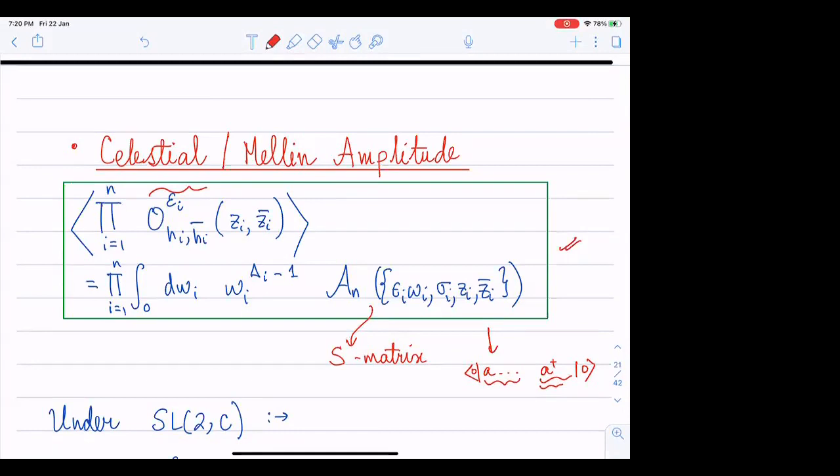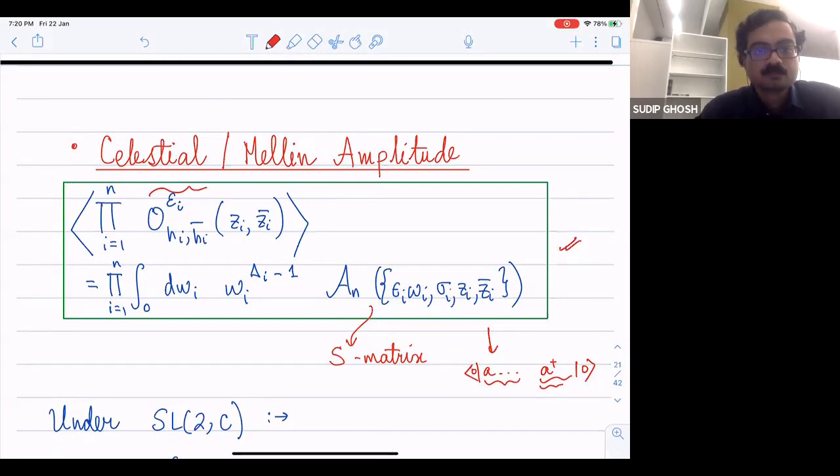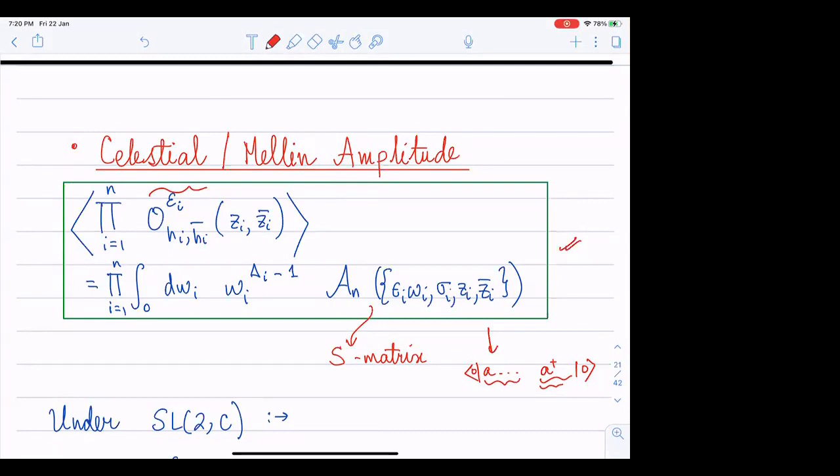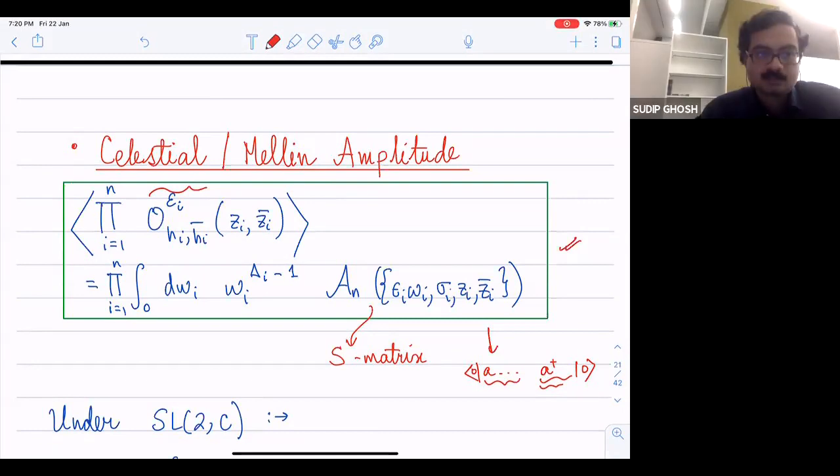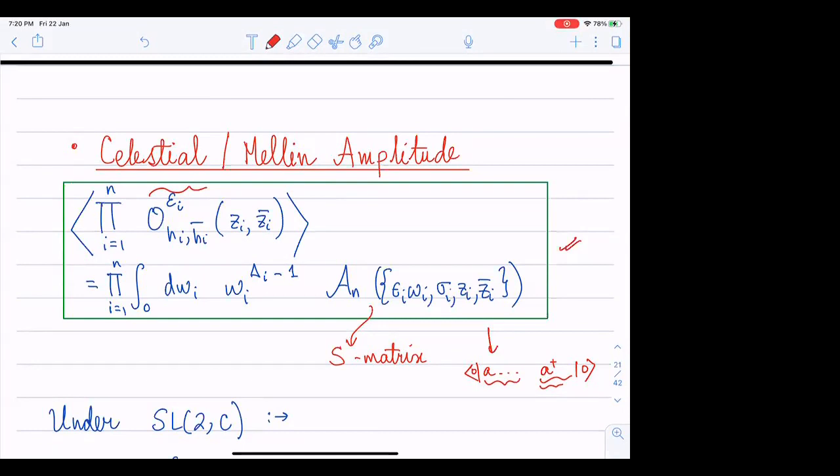Okay, one question. If I were to expand the field in terms of these creation and annihilation operators, then the corresponding modes would be the guys you just showed, the conformal primary wave functions. Exactly. Yeah.